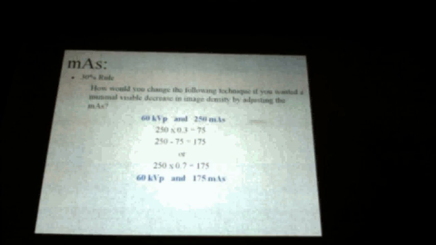Okay. Now here's another example. How would you change the following technique if you wanted a minimal visible decrease in image density? Multiplied by 0.7. 0.7, that's right. That's what you would do. You would multiply by 30% and then subtract that from your mAs, which is the long way. Or you could do it all in one fell swoop and multiply 250 times 0.7. And by golly, it would still give you 175. So like I said, either way works for me.